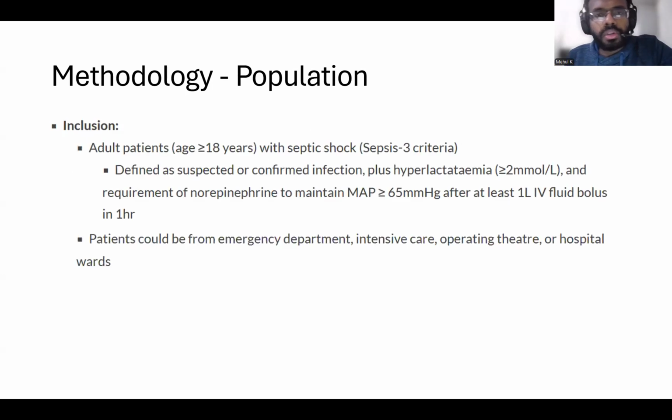So it was conducted over a 3-year period. Coming to the population, they included patients with septic shock who have not responded to IV fluid and are on NORAD. So every patient in this trial was on NORAD to try and maintain a MAP of more than 65. It was not an exclusive ED trial. It was not an exclusive ICU trial. They also recruited patients from wards and operating theaters as well.